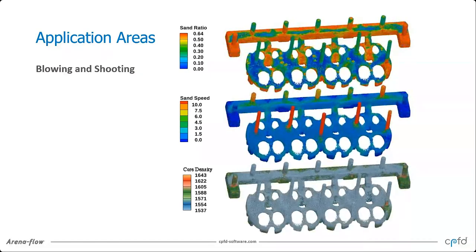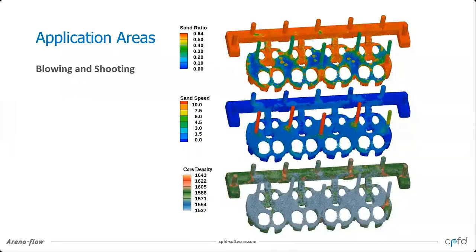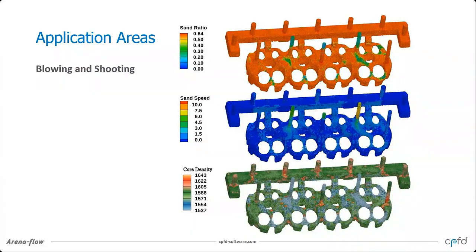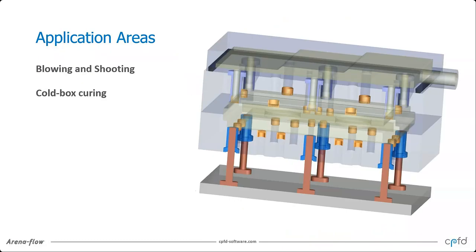So first is in blowing or shooting the core. This is filling it, looking at how the sand is coming into the tooling. And I'm going to pause for a moment. Octavio, is my screen coming across? It looks in the one window as though it's still on the title slide. Can you verify that? We're now seeing the application areas and blowing machine. Perfect. Well, this is a new tool. Thank you, and bear with me. So I'll do the slide again.